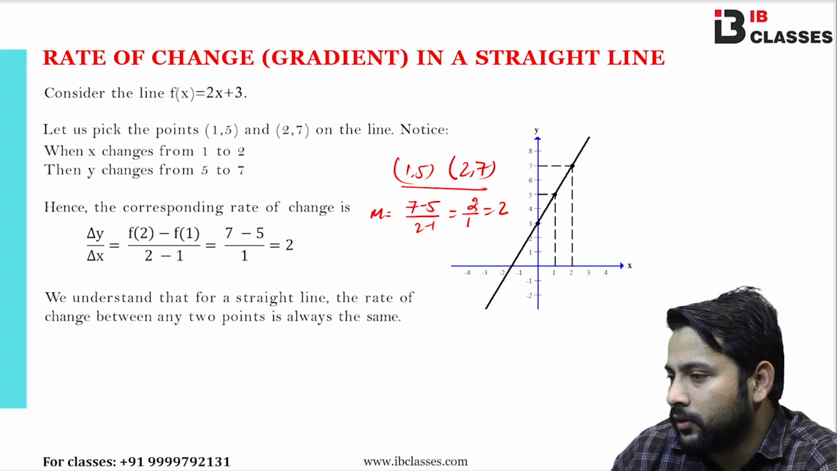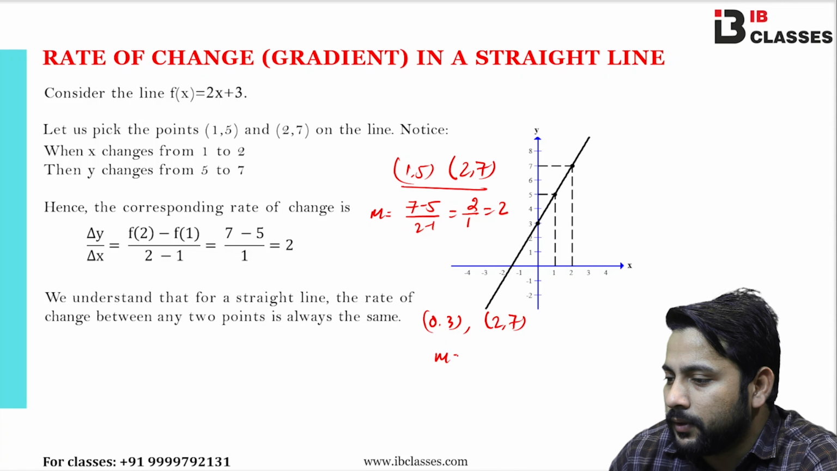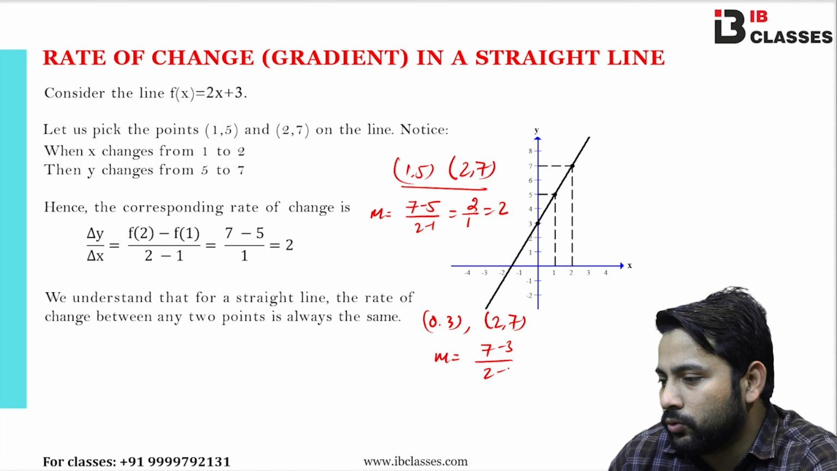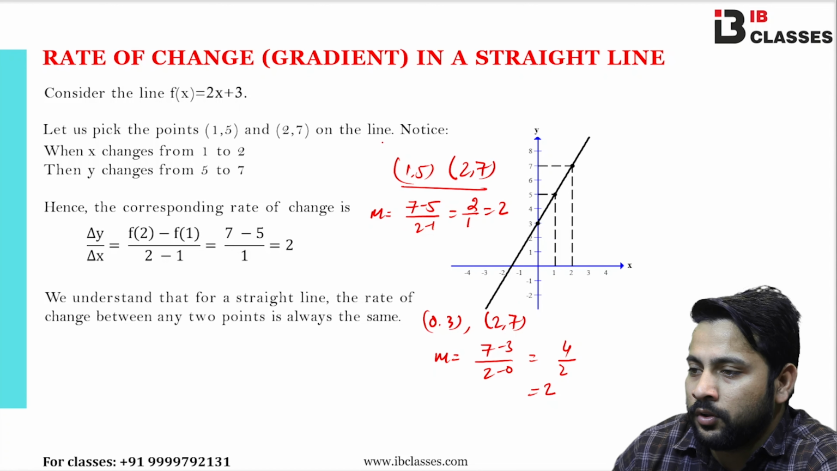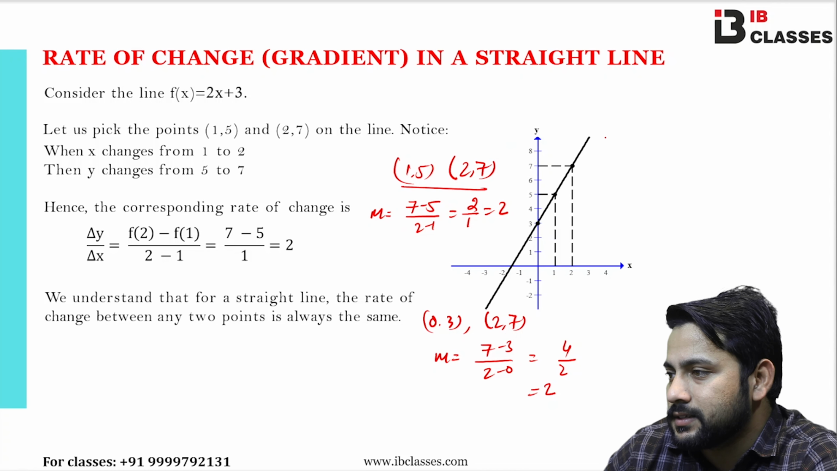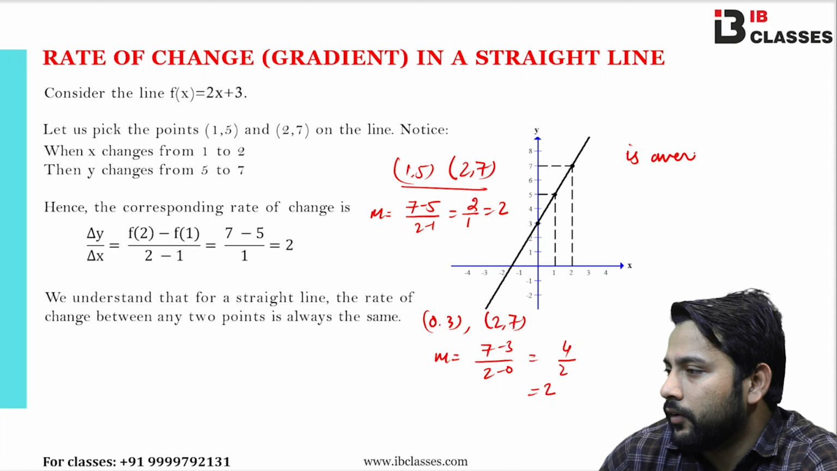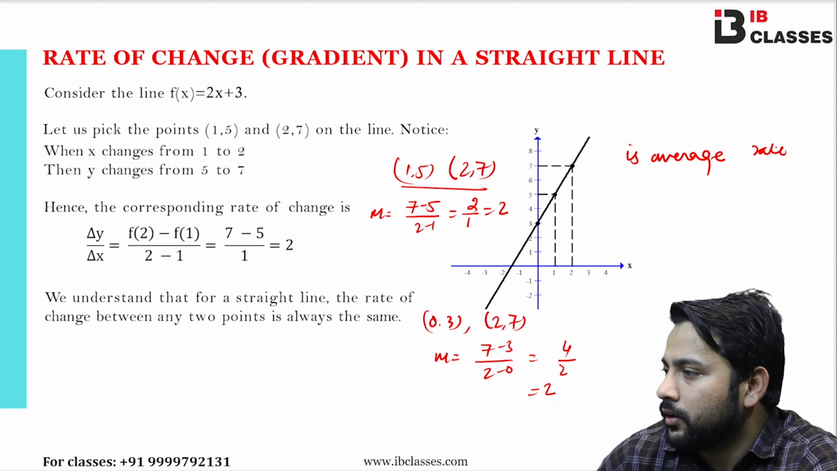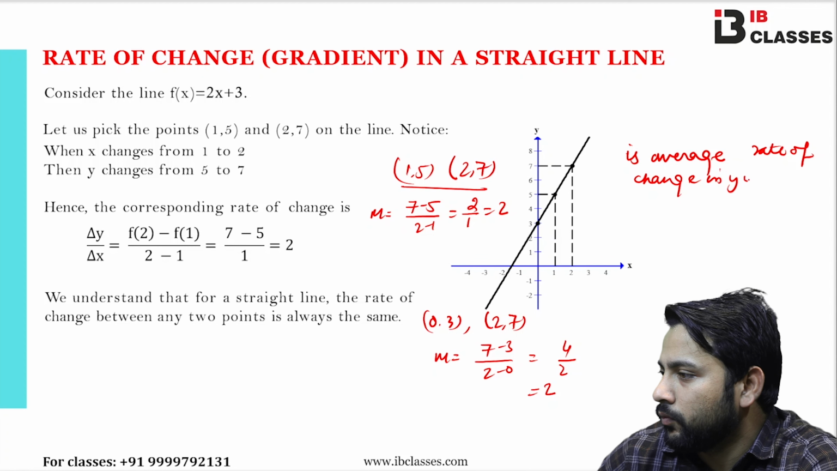Likewise, we can take another pair of points on the line, like (0, 3) and (2, 7). The slope will be (7 minus 3) over (2 minus 0), that is 4 by 2, which is 2. So we know that in a straight line the slope is constant, the slope never changes, and here the gradient that we discussed is the average rate of change in y with respect to x.